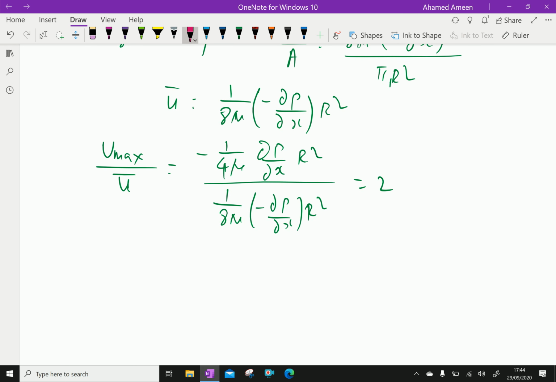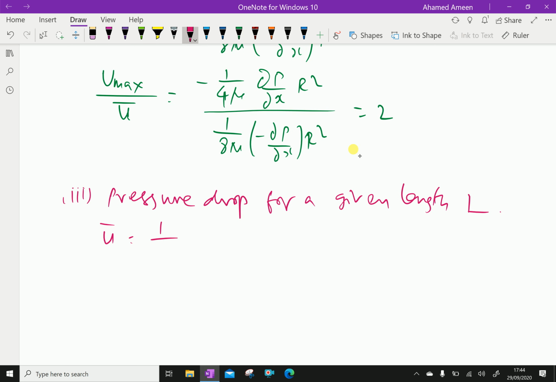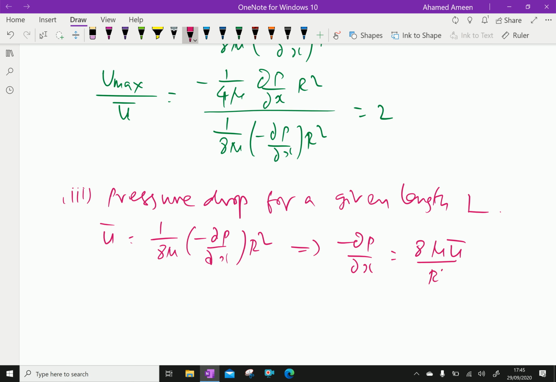Next is pressure drop for a given length L. Then you have u bar equals 1 by 8 mu, minus dou p by dou x, R squared, or here dou p by dou x equals 8 mu u bar over R squared.